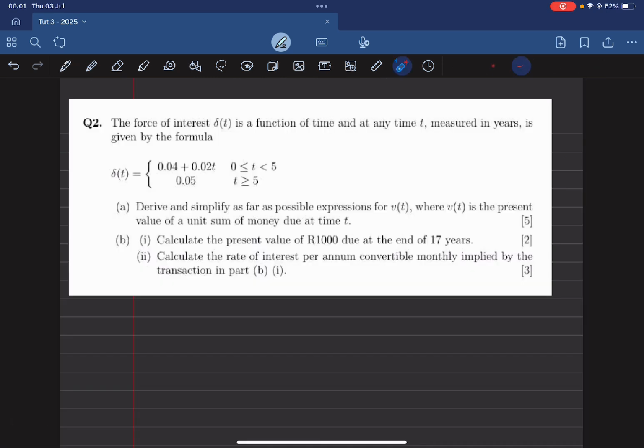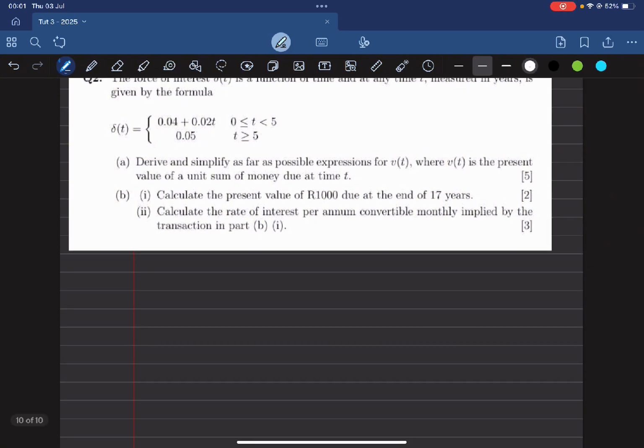Question 2 says the force of interest is given by a function. So again, we have another function. It's this between 0 and 5 and this from 5 onwards. And A says derive and simplify as far as possible expressions for Vt, where Vt is the present value of a unit sum of money due at time t. So let's start by drawing out a timeline. So 2a.